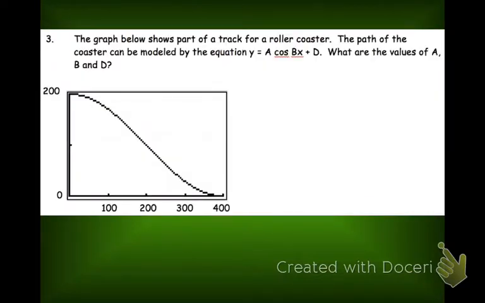The last question talks about a roller coaster track, and I would actually like you to take a second and try and figure out what A, B, and D are going to be. The one thing I would tell you is that you don't necessarily have to have a specific number of degrees. So this actually hits the bottom right at 400, and the maximum up here is at 200 and 0. So remember, A is your amplitude, so figure out what is your amplitude.